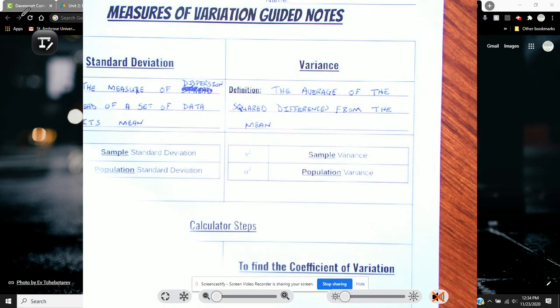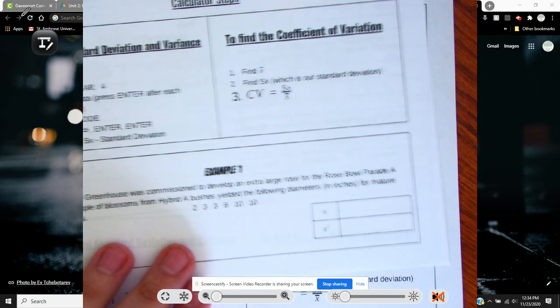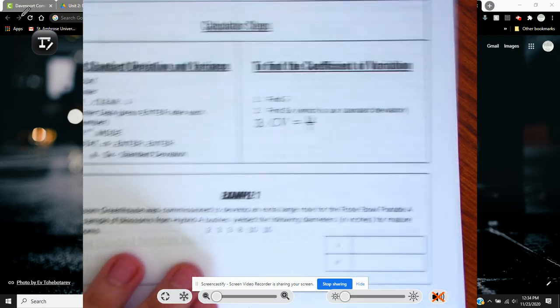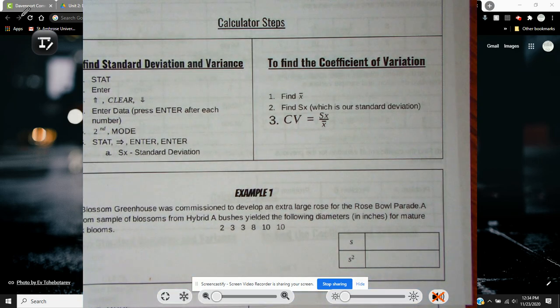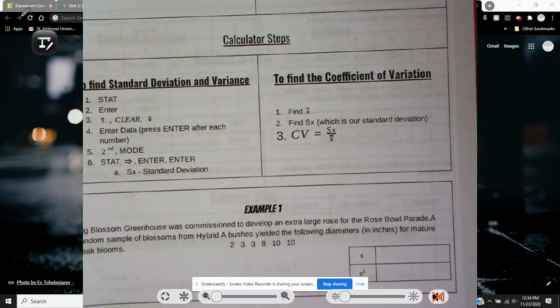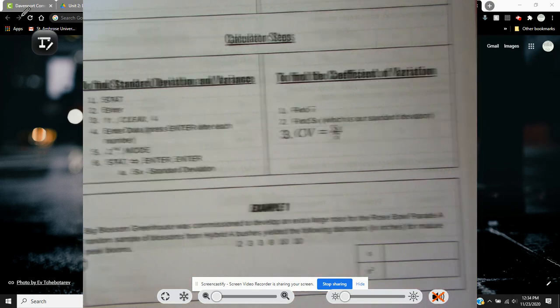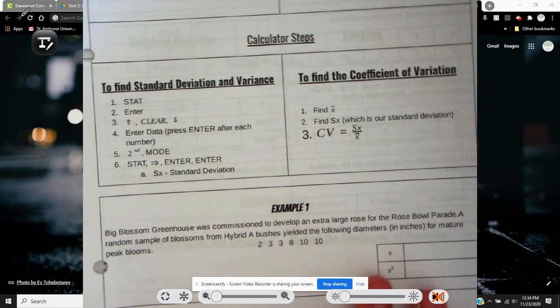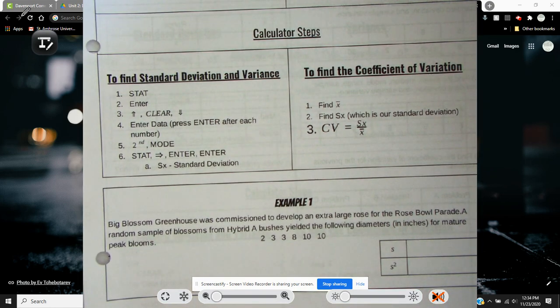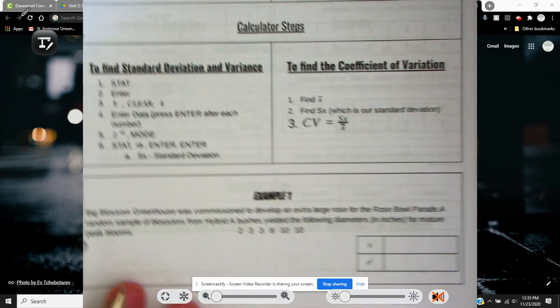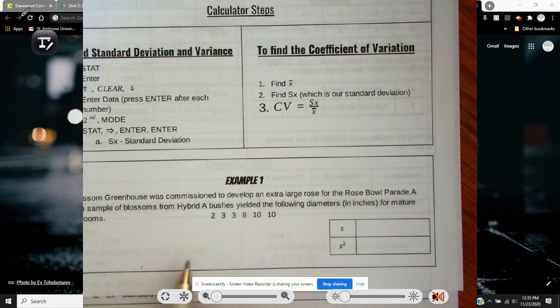So, example 1. Big Blossom Greenhouses was commissioned to develop an extra large rose for the Rose Bowl parade. A random sample of blossoms from hybrid A bushes yielded the following diameters in inches for mature peak blossoms. So we have our numbers.